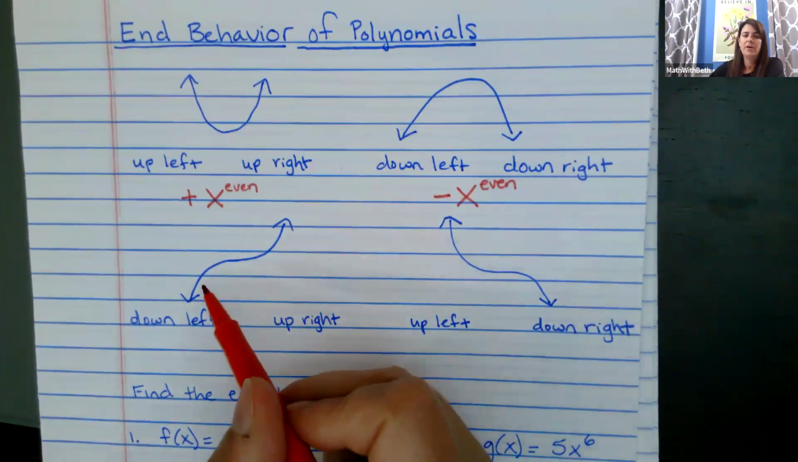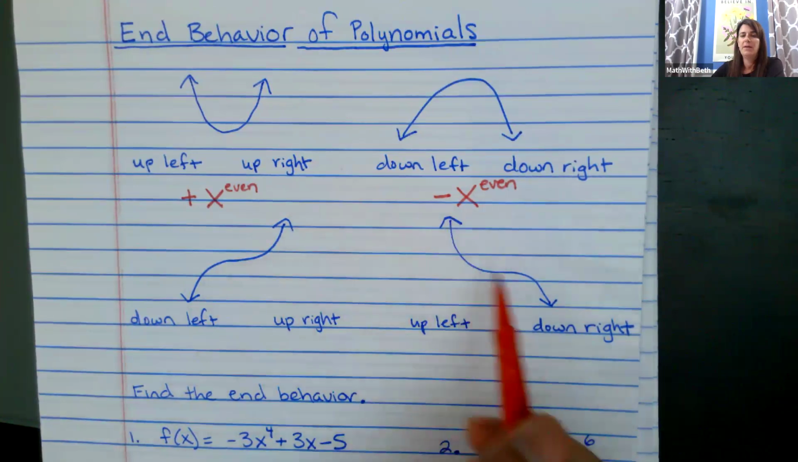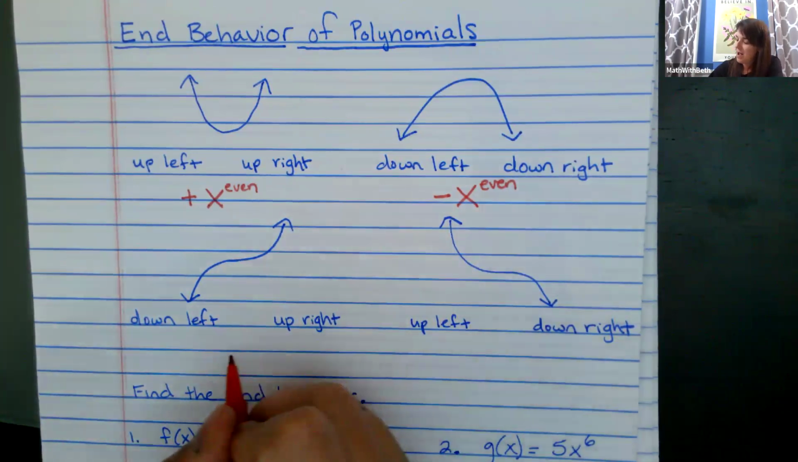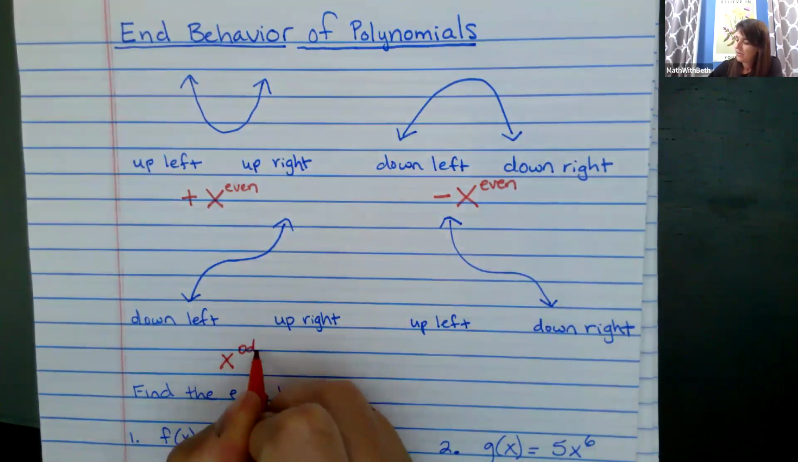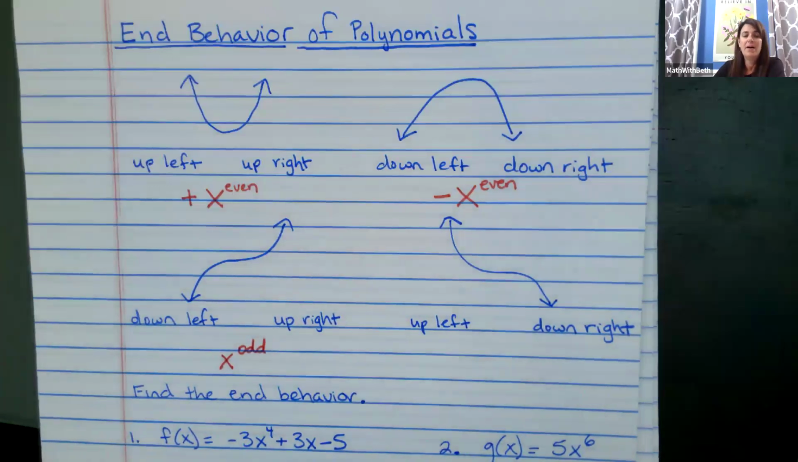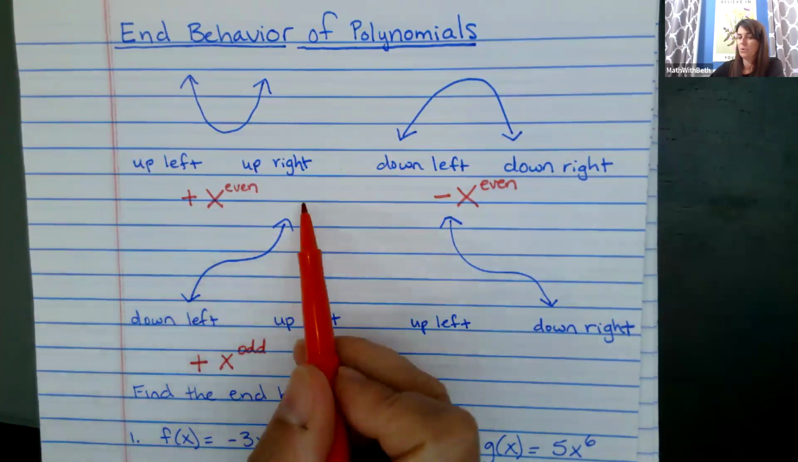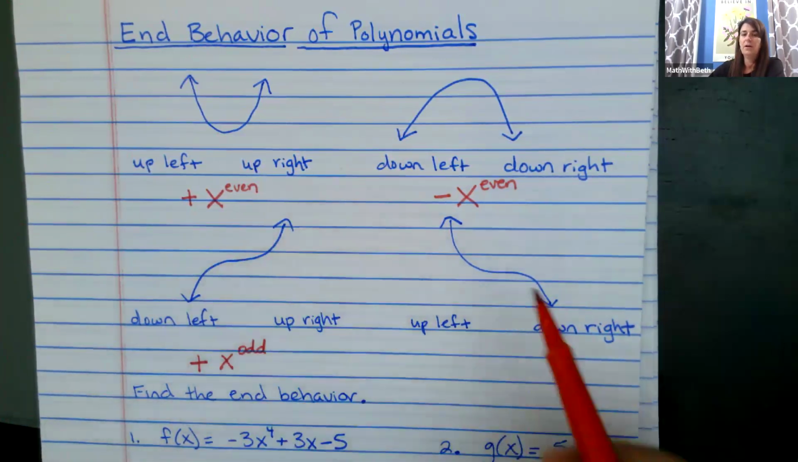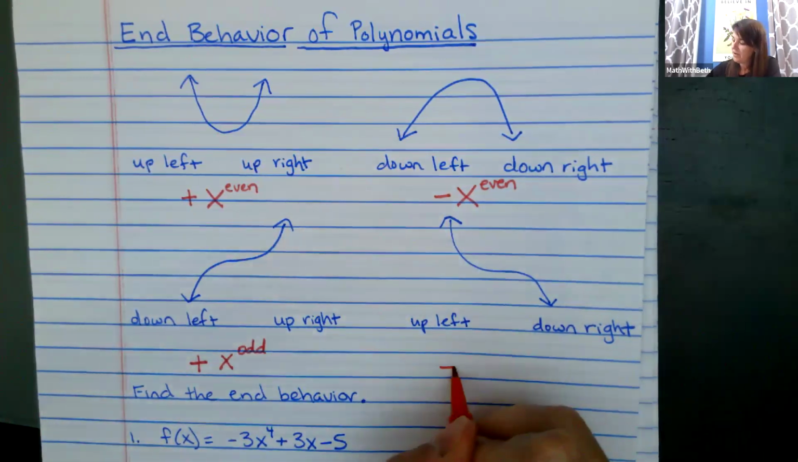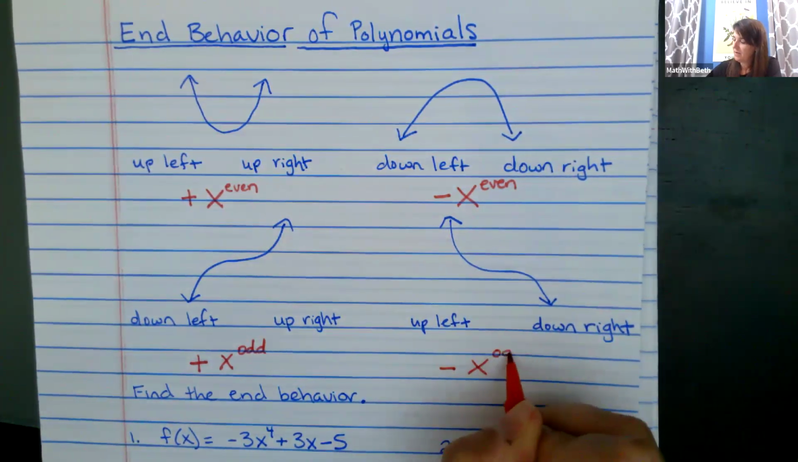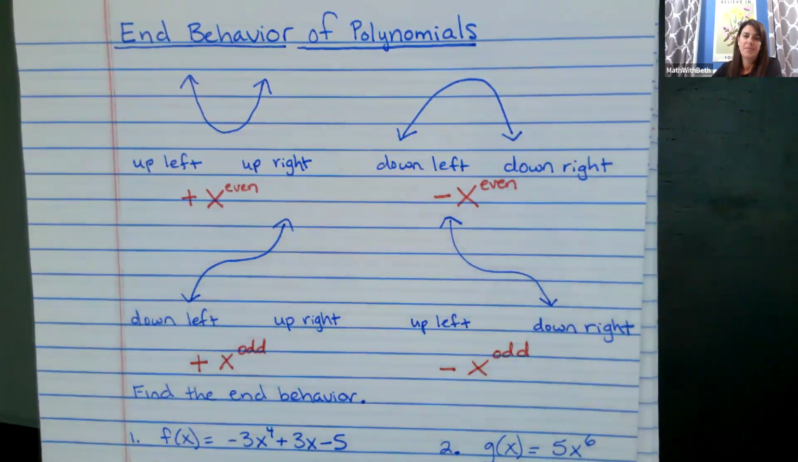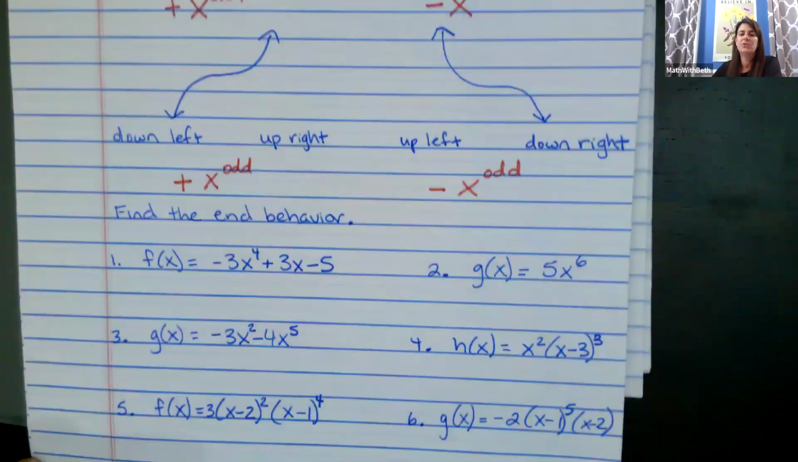And then for the down left, up right, and the opposite, these are the odd functions. So it would have to have an odd number here and positive to go up from left to right. And then the opposite is when you have a negative x to some kind of an odd number. So these are the rules that you just need to learn or get used to, and then you can apply those to any example.